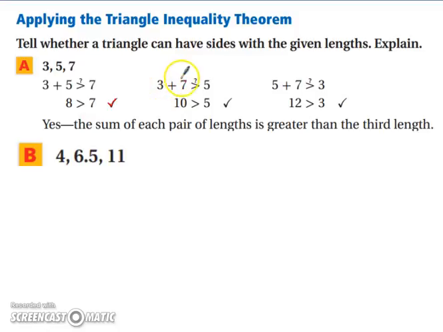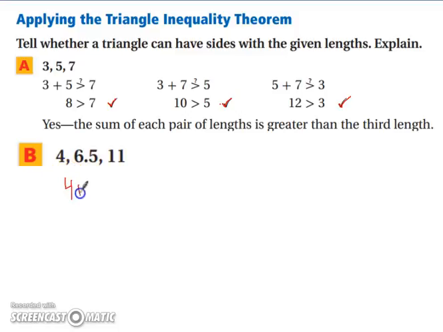Alright, how about 3 and 7? Mind you, we're putting all the combinations together, so 3 plus 7 has to be greater than 5. Is that the case? Yes, it is. And then we have our 3rd set. So 5 and 7 together have to be greater than 3? Well, that is the case as well. So therefore, yes, this is a triangle. Take a moment and pause the video and try B.